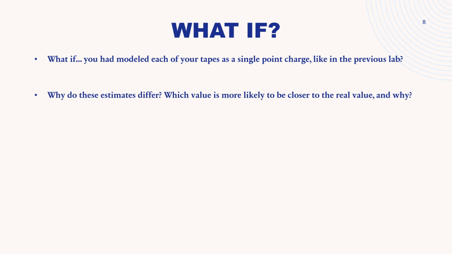What if we had modeled each of our tapes as a single point charge, like in the previous lab? The results would have been off again, likely too low, as it is not as accurate of a computation. Why do these estimates differ? Which value is more likely to be closer to the real value, and why? The estimates differ because the point charge makes a lot of assumptions about the shape and size of the object. Our second model, using the line charge, calculates the value of the charge across a large number of sections across the piece of tape. This results in a more accurate and closer to real value.